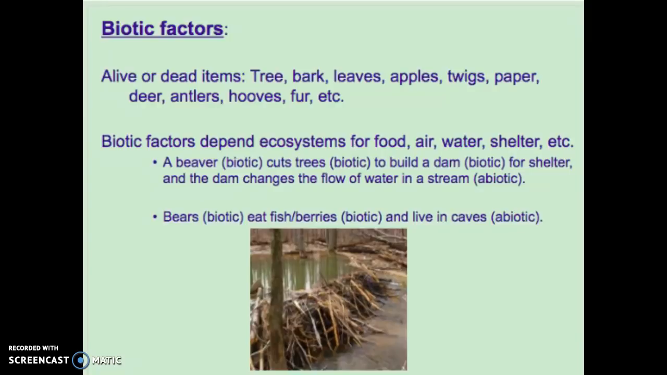And everything that's a biotic factor depends on the ecosystem for things like its food, water, air, shelter. So for example, a beaver, which is a biotic feature, would cut down trees, which are also biotic, in order to build a dam, which technically is still biotic because it's created out of those trees for its shelter. And then the dam will change the flow of the water in a stream, and that water in the stream is an abiotic factor. Also, bears, which are biotic, will eat fish and berries, which are biotic, but they will live in caves, and since caves are made out of rocks, those are abiotic features.